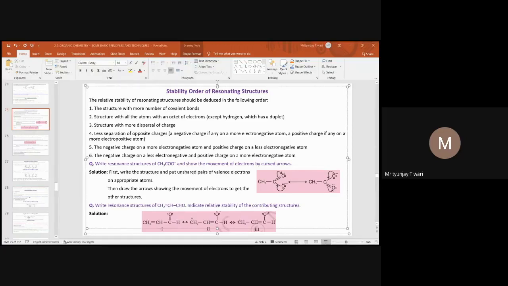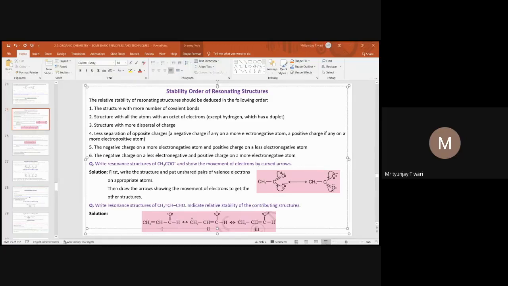In the next structure, this can move back as well. So we'll get this structure, but this structure we are already having. So this will move to this side, because this negative charge, which is a lone pair of electrons, is in conjugation with this pi bond, and so it moves between these two carbon atoms. This pi bond will break, and anyway it will not affect the stability, because it is a pi bond between two carbon atoms. So this will go here.